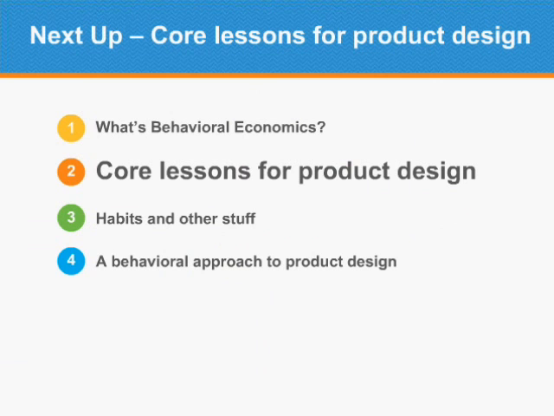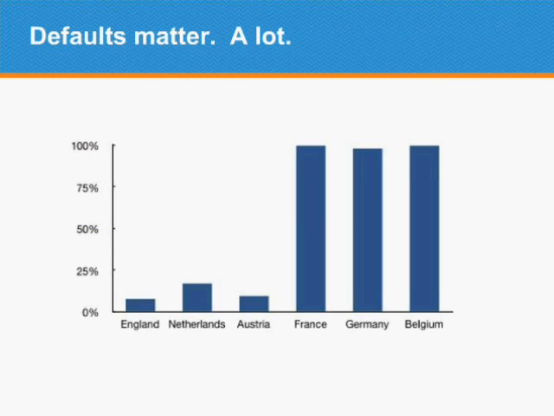So again, what are some of the core lessons? I'll start with one of the most straightforward and powerful lessons, which is when we're faced with a choice, the default option that we're given is immensely powerful. In other words, whether we're opted in or opted out of something. In many circumstances, people just follow the default option.